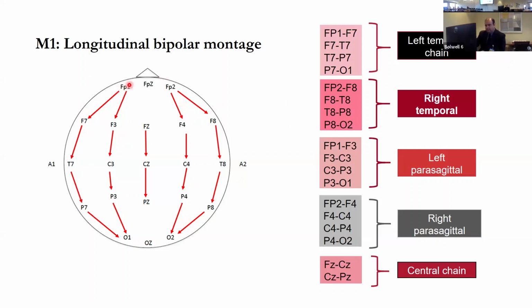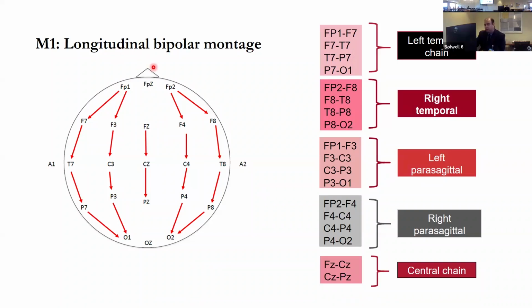Okay, as you can see, it's a bipolar montage. It has 5 bipolar chains. There's a left temporal chain, which is this one, which goes from FP1 to O1. Then there's a right temporal chain, which goes from FP2 to O2. There's a left parasagittal chain, this one, right parasagittal chain, and this midline central chain. They're all bipolar chains. It has 5 chains. This is a very commonly used montage all over the world.